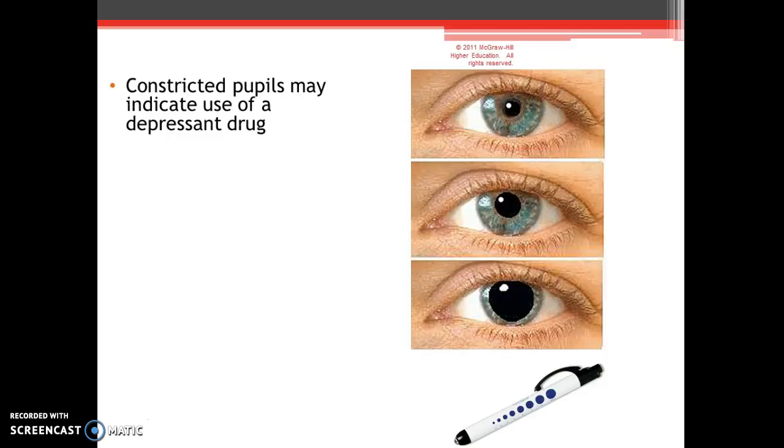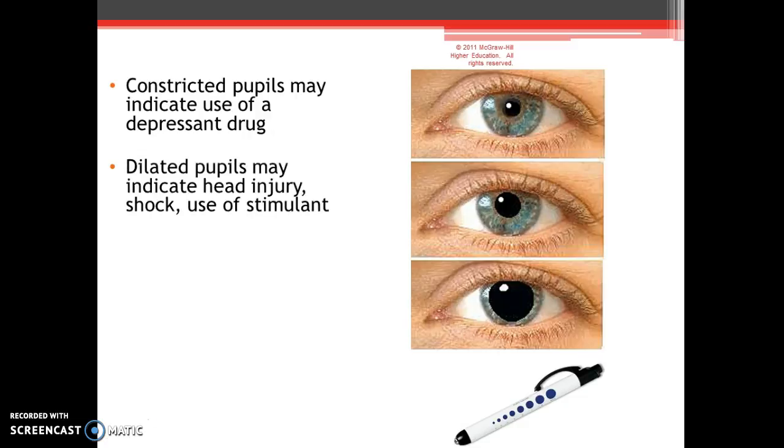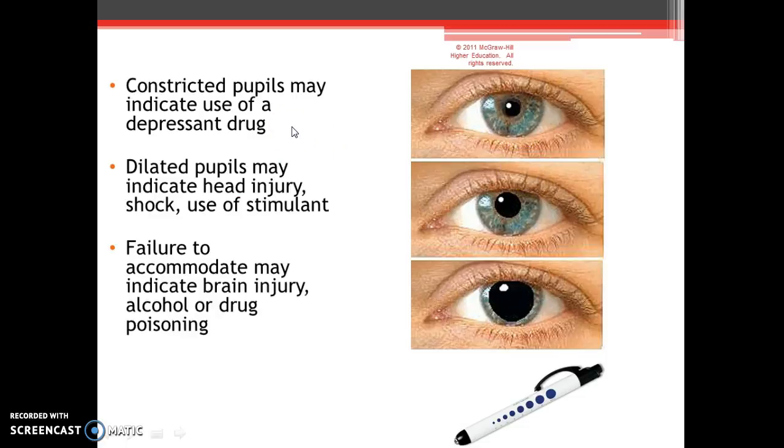Very quickly on pupils, you can see here the difference in a dilated pupil all the way down to a constricted pupil. Constricted pupils may indicate the use of a depressant drug, but can also be indicative of a head trauma. Dilated pupils may indicate a head trauma, shock, or use of a stimulant. All right, so if we're looking at potential drug use, this is something we look at. But really, for the most part, what we're looking at with pupil size is for a head injury. So failure to accommodate may indicate a brain injury.